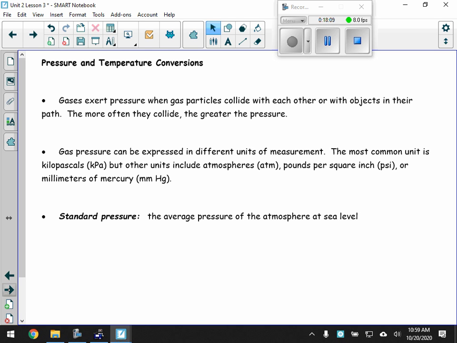But there's going to be some that you do recognize today, so we'll talk about the conversions there. Gases exert pressure when gas particles collide with each other or objects in their path. So right now, gas molecules are bumping into each other, creating a pressure. They're hitting the side of the wall, they're creating a pressure. Okay? Gas pressures can be expressed in different units. There's 4 main ones that we're going to do. They're on the back of your periodic table. So these are there for you, but you have to be able to convert between them.